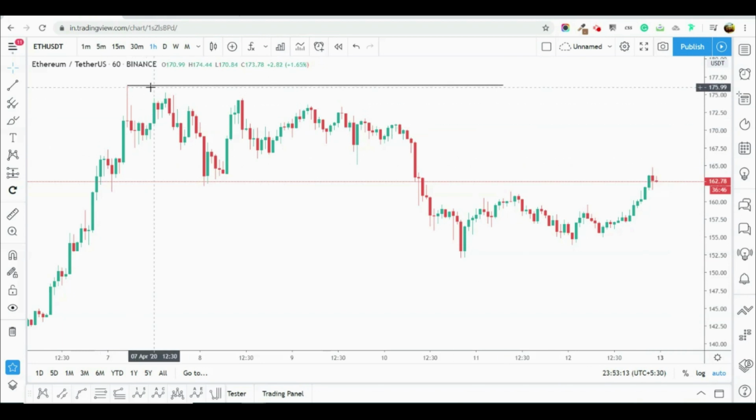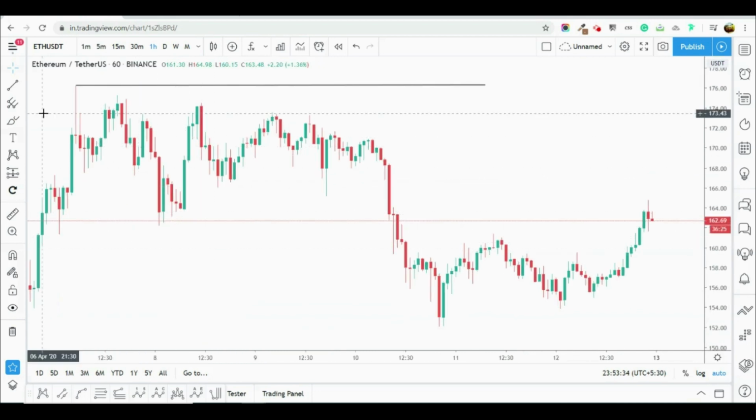So as you can see, this is the first resistance. The high point of the entire chart is the first resistance point. The resistance and support levels will change as you change the time frame, as you take more candles. So right now we are considering only this amount of candles, whatever we are seeing right now.